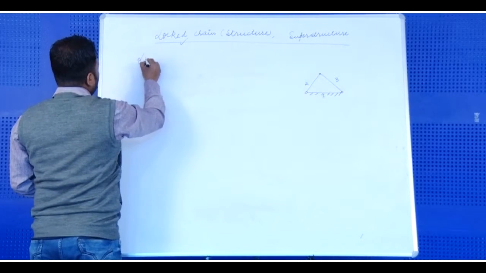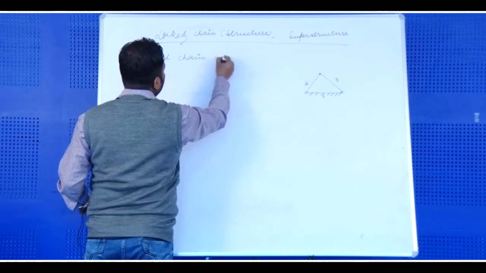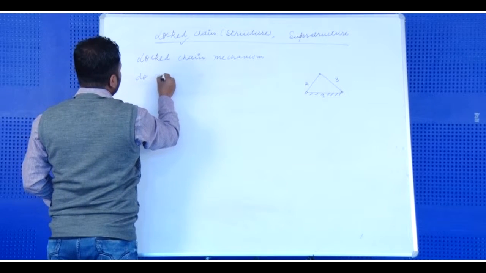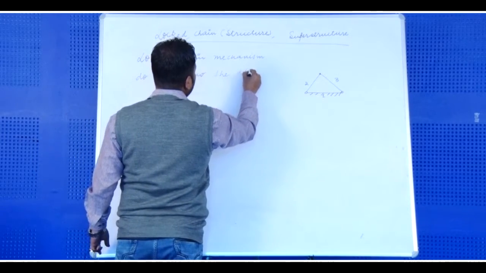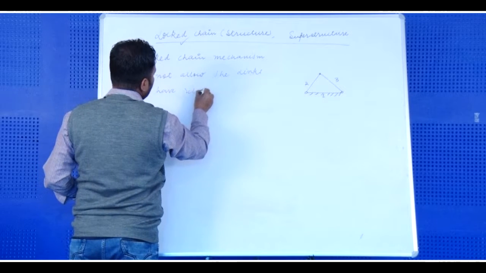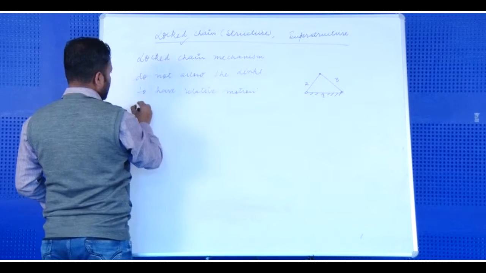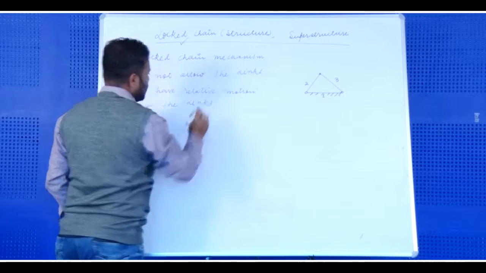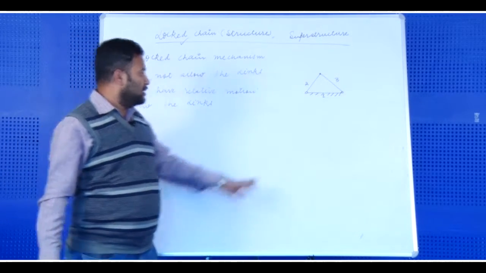So, locked chain or structure: a locked chain mechanism does not allow the links to have relative motion between the links, as in this case.